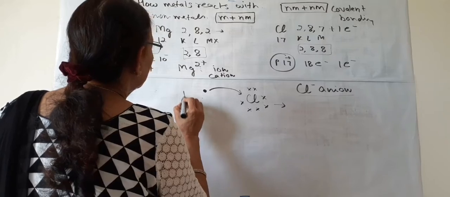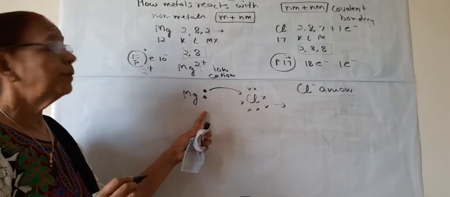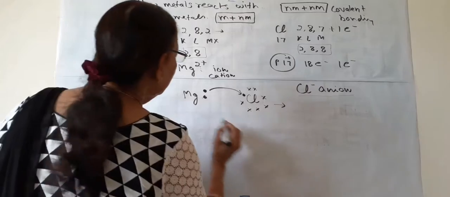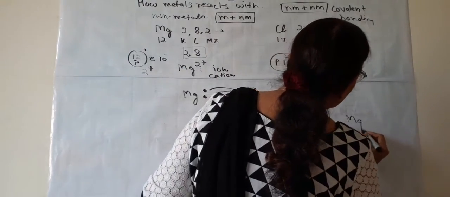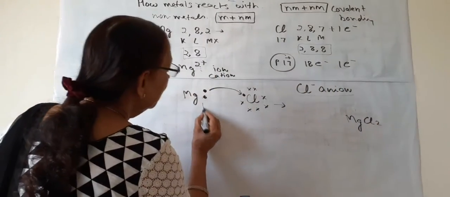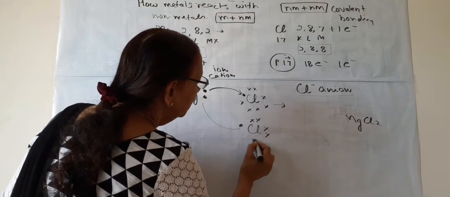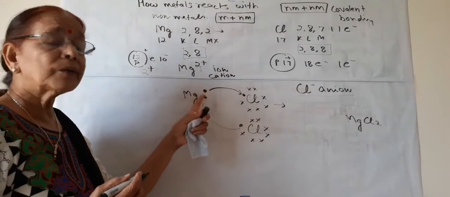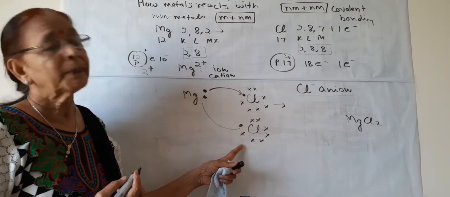But suppose I draw magnesium here. It is having 2 electrons. One it is giving to this chlorine, but the formula of MgCl2 will be formed, which is having 1 magnesium and 2 chlorine. So the other electron is given to the other atom of chlorine. Like this, of the 2 electrons from magnesium, 1 each goes to 1 chlorine atom.